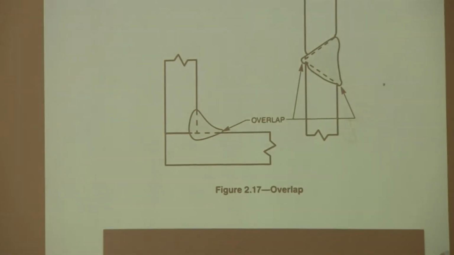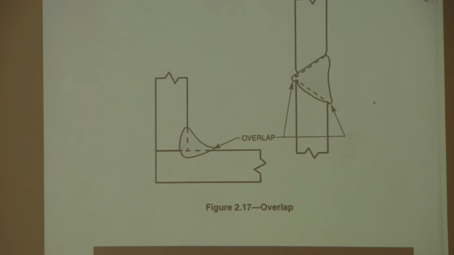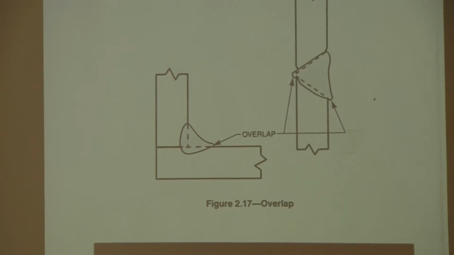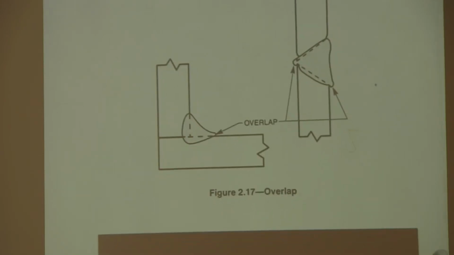There's another discontinuity called overlap. Basically, that's where your weld metal kind of overlaps the edge and it doesn't really fuse right here. And so that's called overlap, and that can be a discontinuity or a defect.